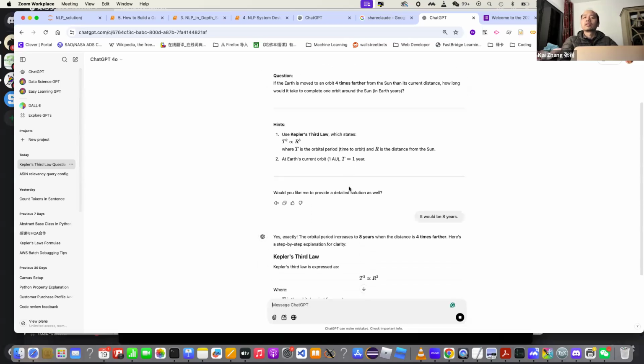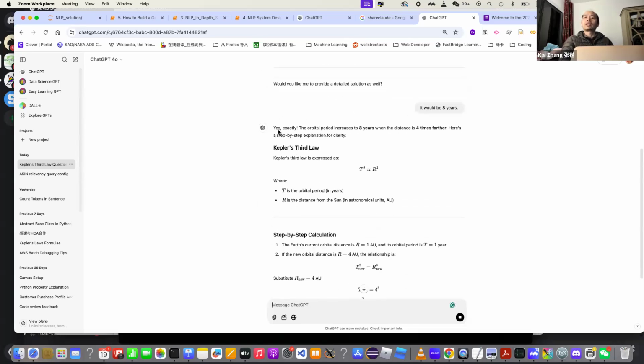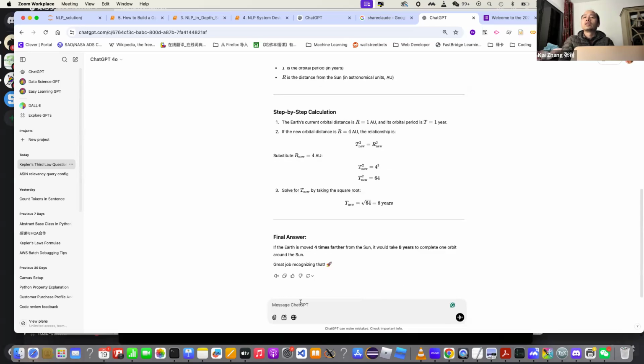Let's see if it is correct. Okay, it tells you yes, exactly. The orbital period increased to 8 years when the distance is 4 times further. And it will give you a step-by-step calculation, like T new equals 4 to the power 3, that is 64, and you take the square root of 64, that will equal 8 years.